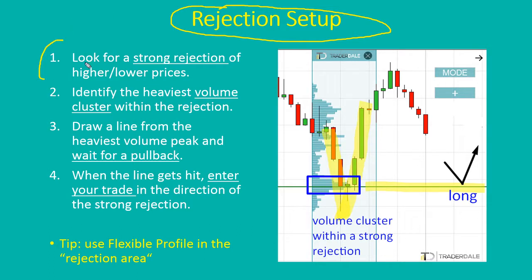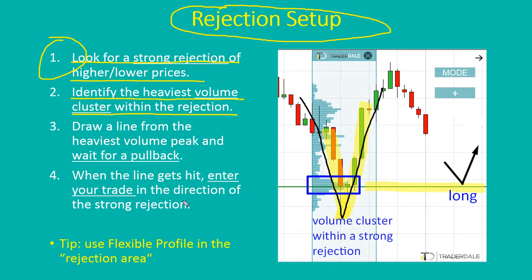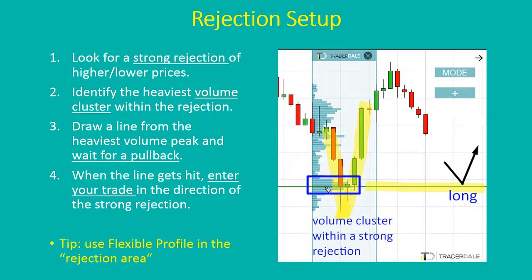All right. So first you look for a strong rejection of higher or lower prices. This is a strong rejection. Price goes one way, then aggressively turns and goes the other way. Within this rejection, you identify the heaviest volume cluster. You use the flexible volume profile in the whole rejection area. All right, this is the whole rejection area. And within the rejection area, you identify the place where the volumes are the heaviest, the most significant volume cluster. In this case, it's in here.